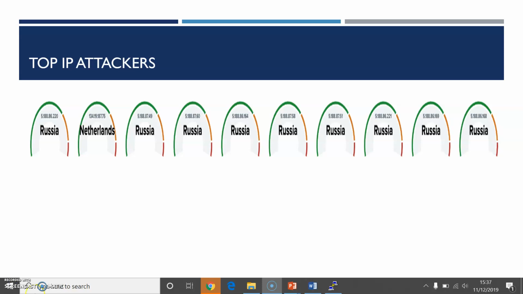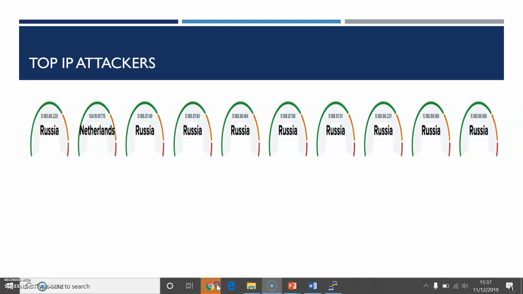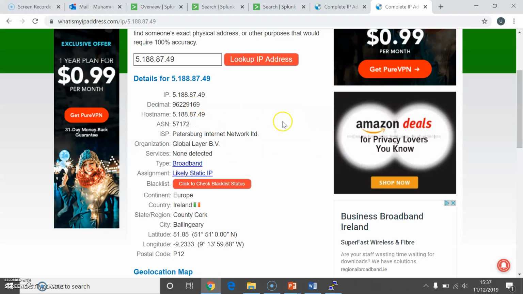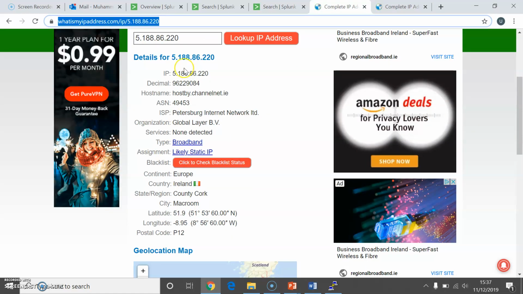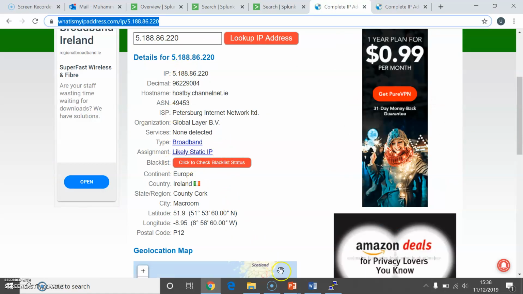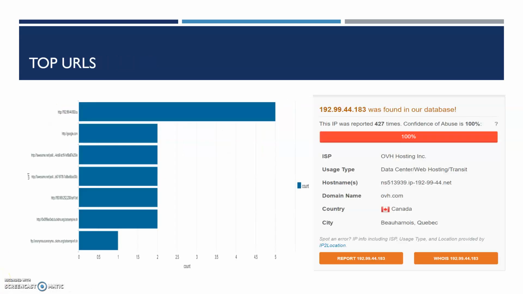So what I did was I looked up these IPs, the top ones, just for an example, and they're not actually from Russia. They're from Ireland here. That's one of the IPs I searched, and that's the second one I searched, and it's also from Russia. So this basically tells us that the attackers masked themselves to make their attacks appear to come from a different country.